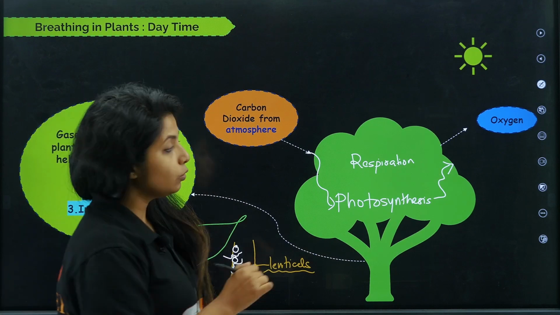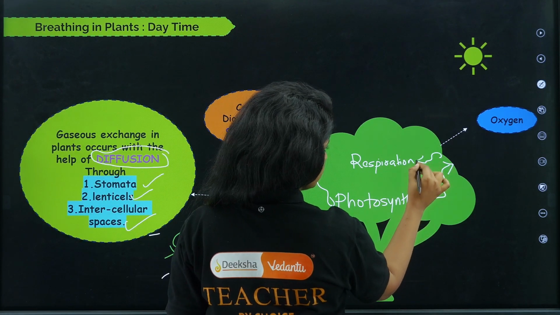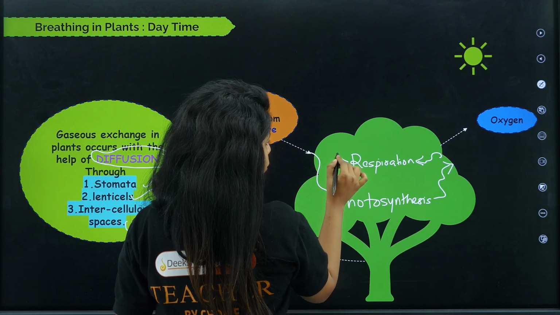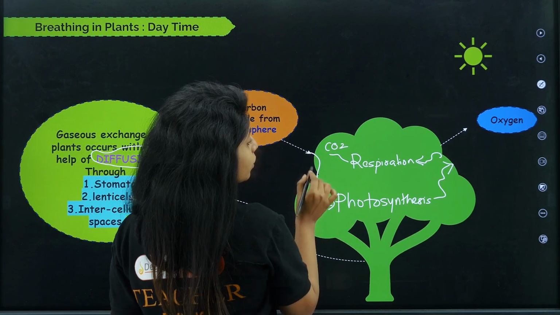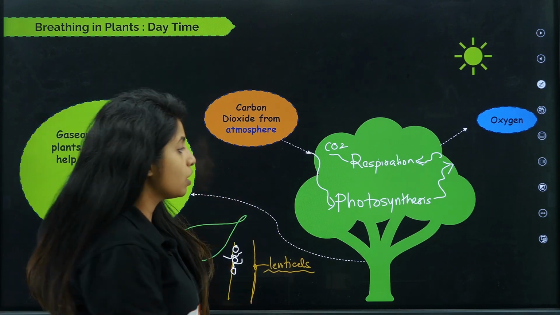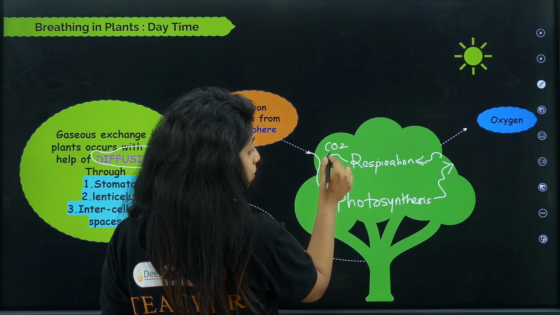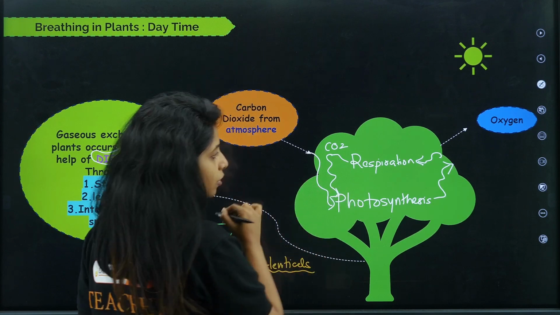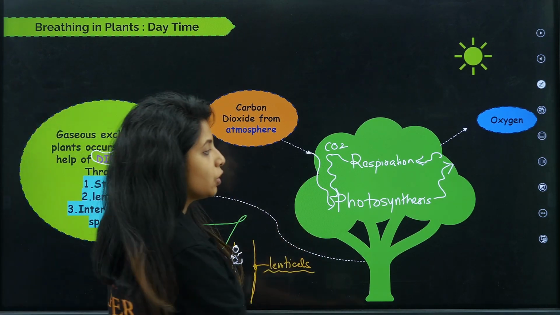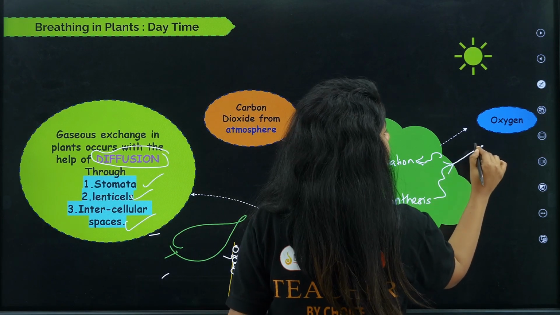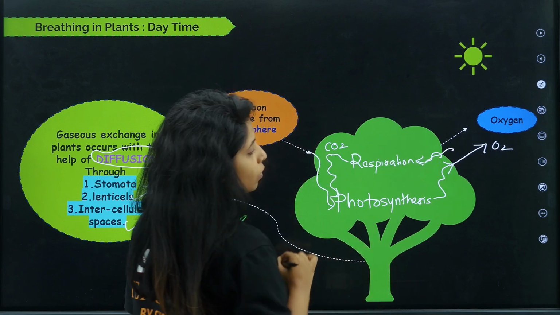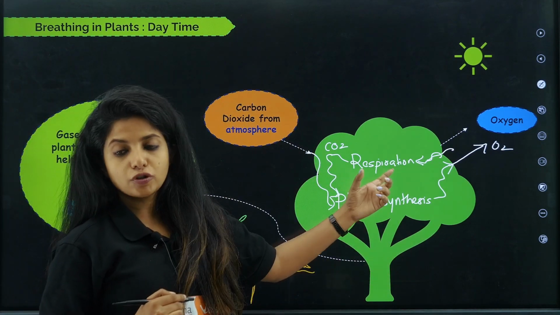Where again you need oxygen, and what do you give out, children? You give out carbon dioxide. But do you think this carbon dioxide can move out of the plant? No, because in photosynthesis you have higher requirements for that. So basically this carbon dioxide is totally used for photosynthesis during the daytime. Whereas when you talk about oxygen, a little amount of oxygen does go out, and a little amount of oxygen is taken in from outside also, for the process of respiration.